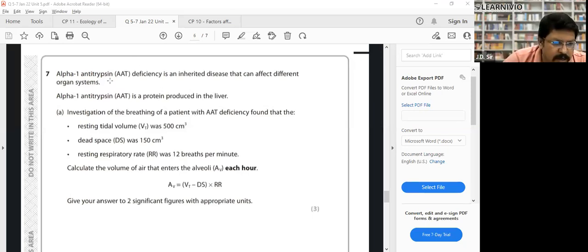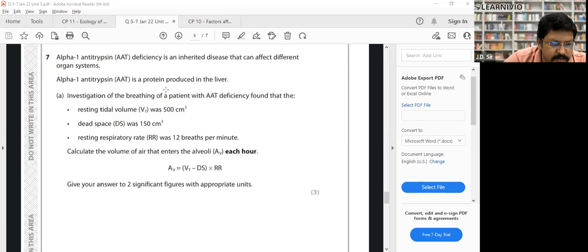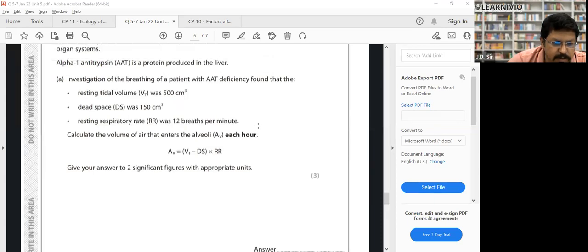Antitrypsin deficiency, an inherited disease that can affect different organ systems, protein producing. Investigate the breathing of the patient, resting tidal volume, there is space. Calculate the volume of air entering the alveoli each hour. AV is VT, DES, RR.